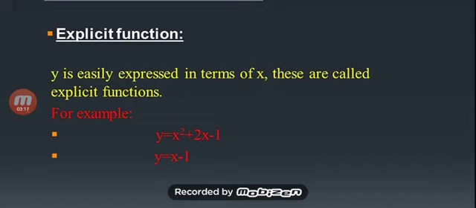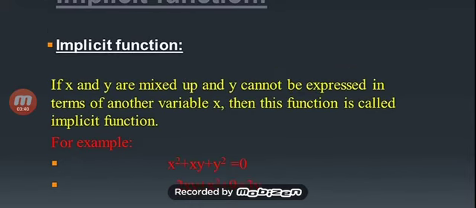The next function is explicit function. It is very important function. In this function, y is easily expressed in terms of x. These functions are called explicit function. For example, y is equal to x square plus 2x minus 1. We can see in this equation that the left hand side of the equation involves y, right hand side of the equation involves only x, and y can easily be expressed in terms of x.